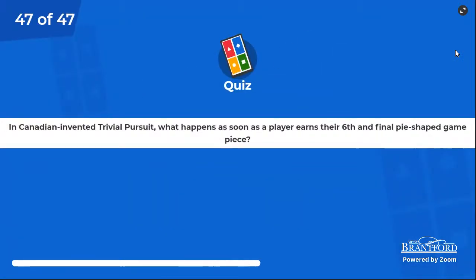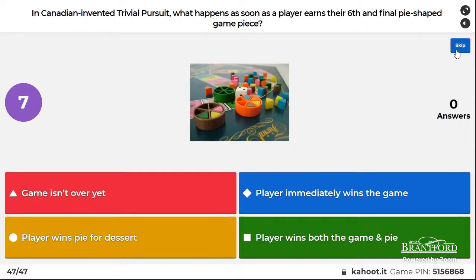So what happens as soon as a player earns their sixth and final pie-shaped game piece in the game? The game isn't over yet. The player immediately wins the game. Player wins pie for dessert, or player wins both pie and the game.